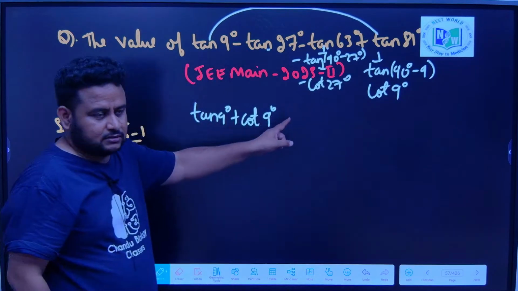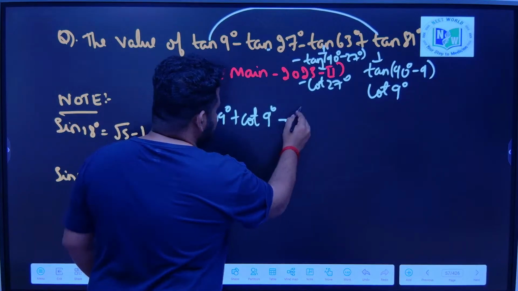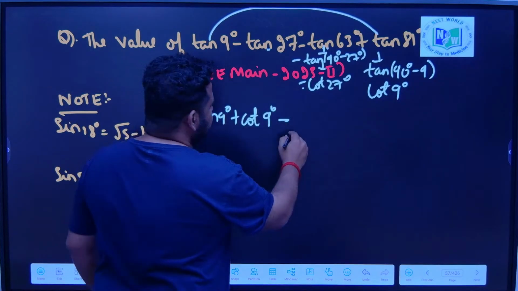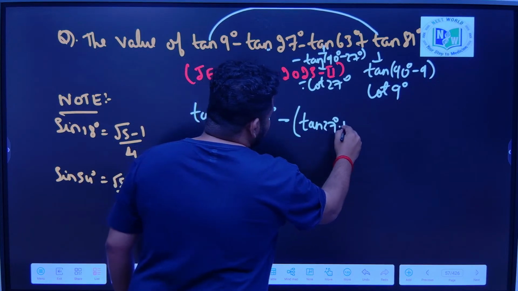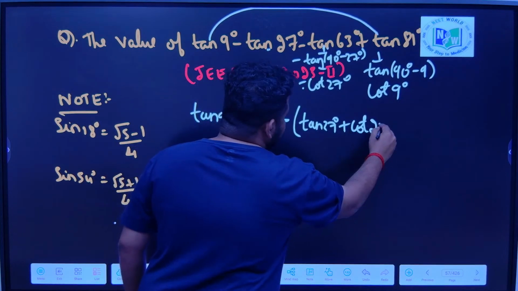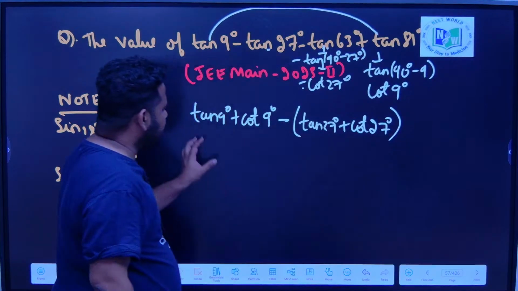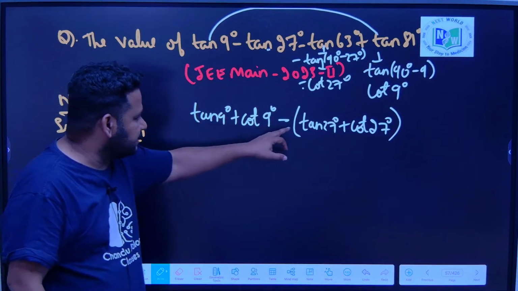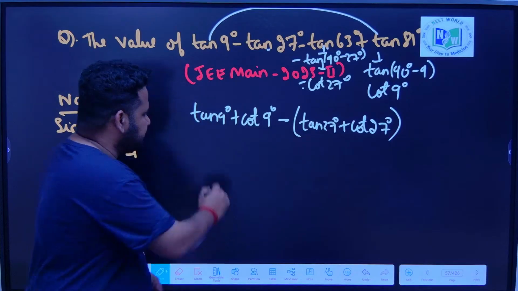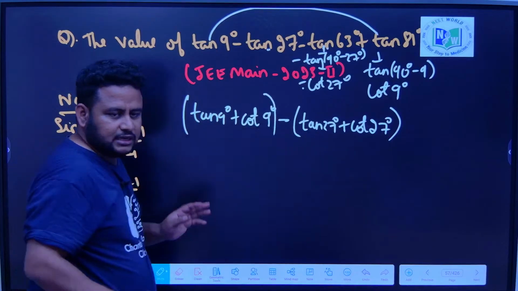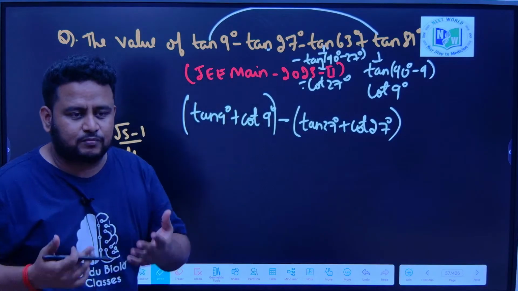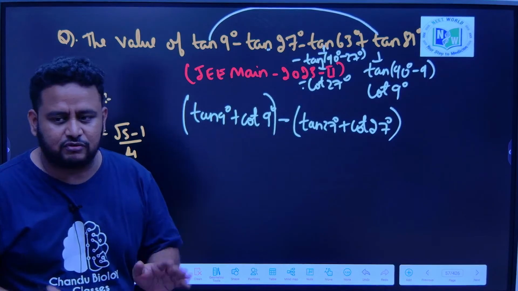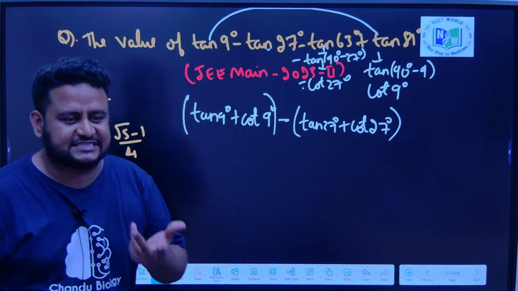I have written it here. So I will take the minus outside, because this is also minus. So this will become tan 27 plus cot 27. Understood? Clear? Okay. Now I have tan 9 degree plus cot 9 degree, and tan 27 degree plus cot 27 degree. Let me put brackets here. To proceed further, if you don't know anything else, what we have to do is convert everything into sine and cos.